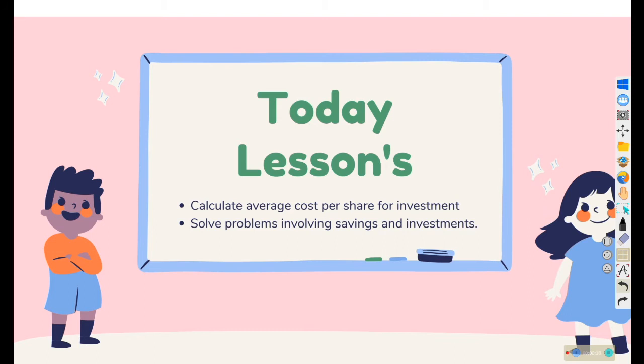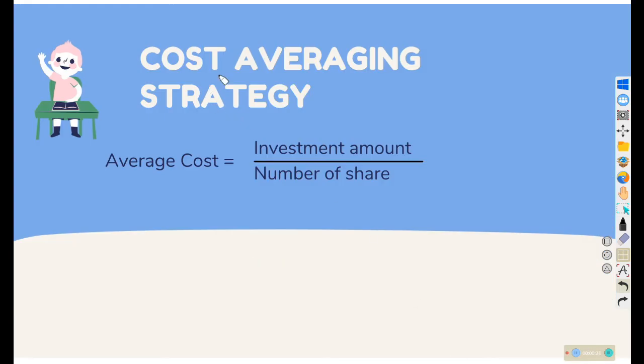Okay, so for today's lesson, we want to calculate average cost per share for investment, and we need to solve problems involving savings and investment. Cost averaging strategy. So this is the formula. Average cost is equal to investment amount over number of shares.